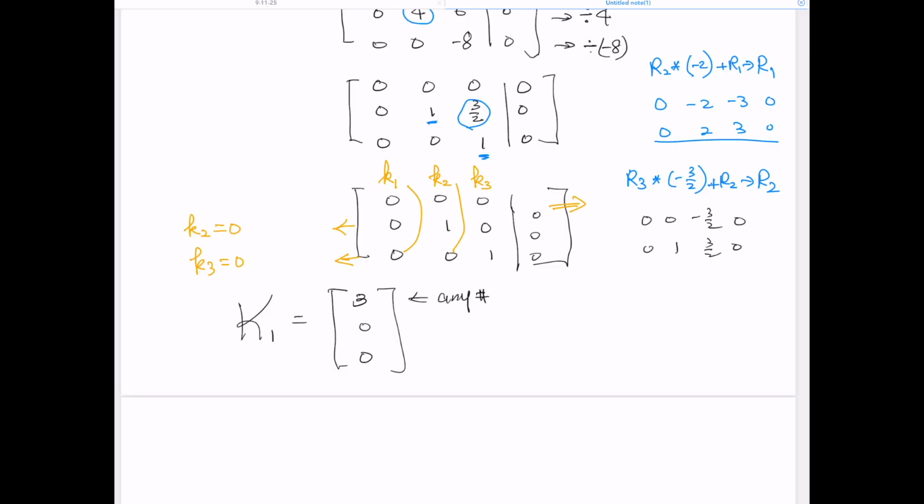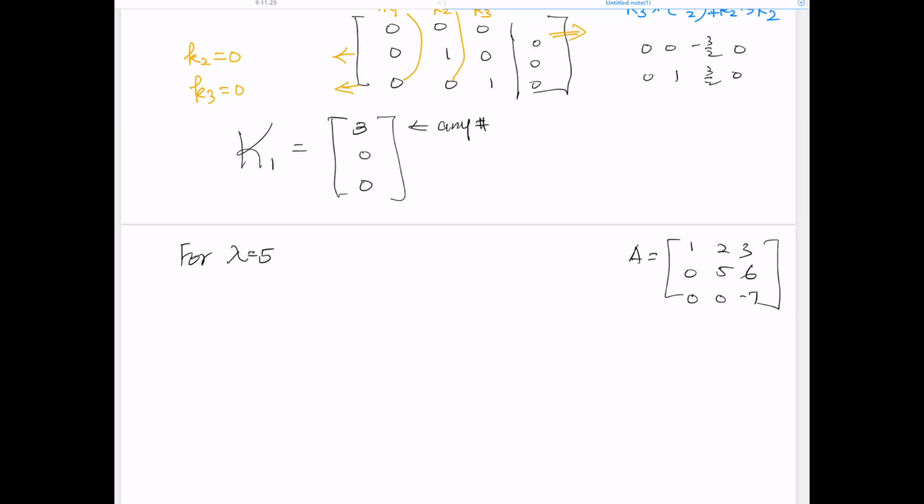Now for lambda equals 5, we need to do A minus lambda I. So again, we're going to do A minus lambda. Then we have 1 minus 5, negative 4, and 2 and 3, and 0.